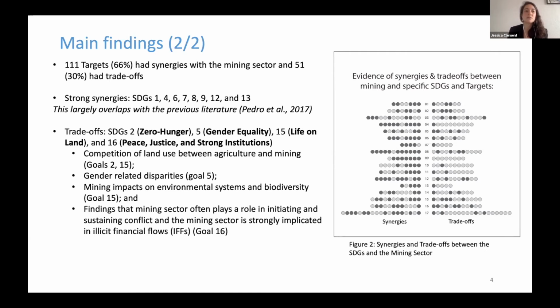However, we also note several trade-offs, such as SDG 2 on zero hunger, 5 on gender equality, 15 life on land, and 16 peace, justice, and strong institutions. The reasons that we found for the trade-offs in the literature were due to the competition of land use between agriculture and mining, gender-related disparities, mining impacts on environmental systems and biodiversity, and also the findings that the mining sector often plays a role in initiating and sustaining conflict, and that the mining sector is strongly implicated in illicit financial flows, or IFFs.